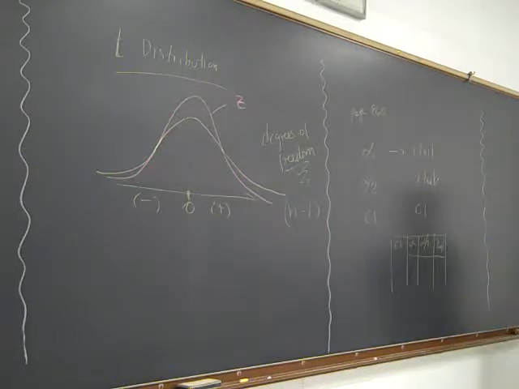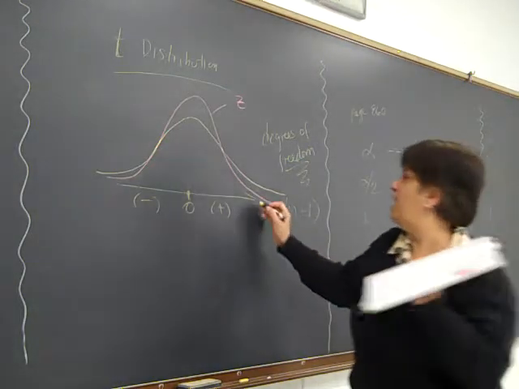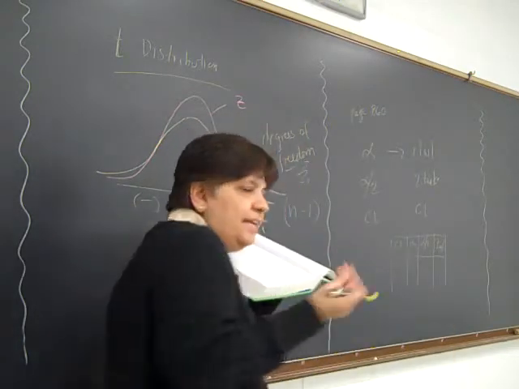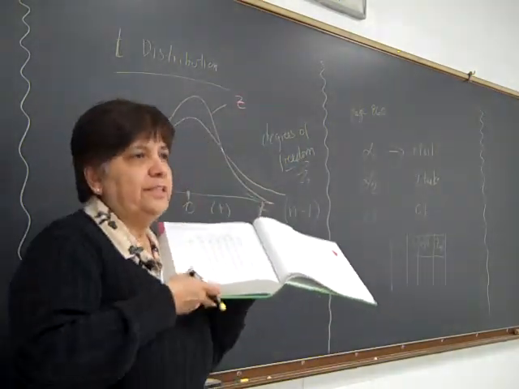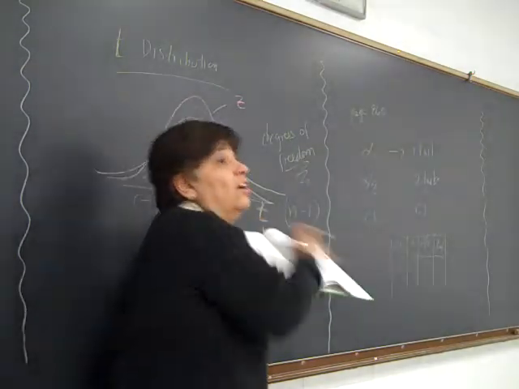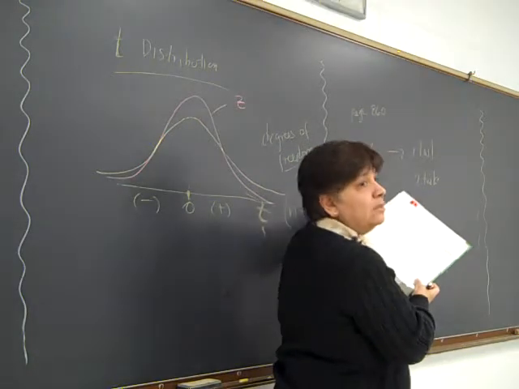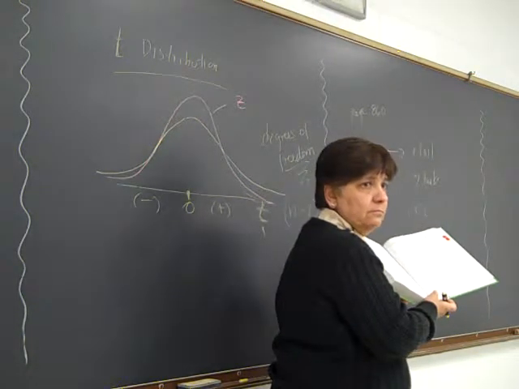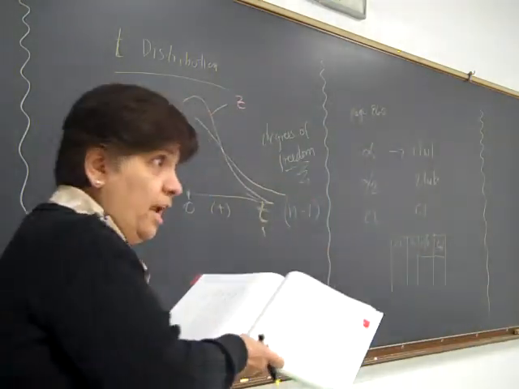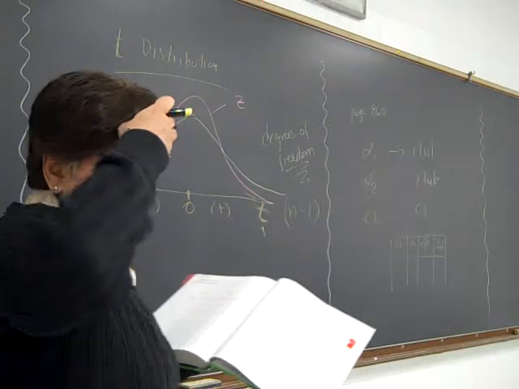Now, inside the table, you are not going to find probabilities like in the standard normal distribution. Inside the table, you are going to find the T value, not the probabilities. It's the T value, because the probabilities are where? On the three top rows. Right? Are you following me?